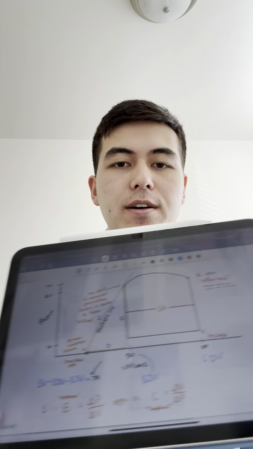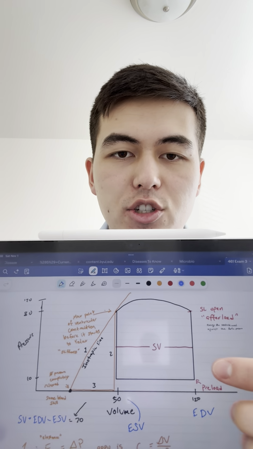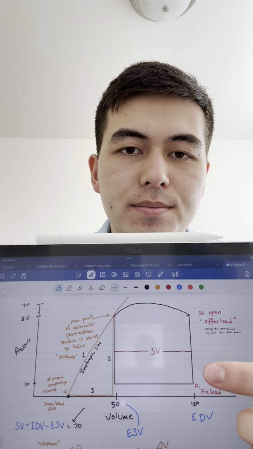Within this shape, you have the... what does that stand for? I think it stands for stroke volume. That is the amount of blood that is in the ventricle between those ejections and relaxation.